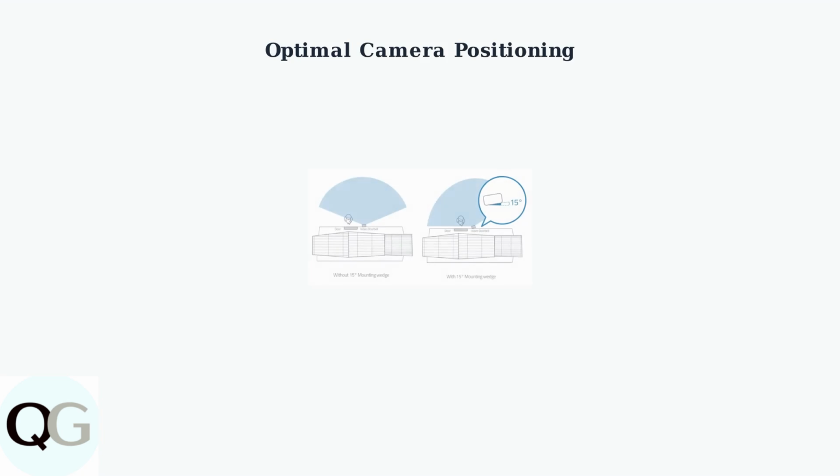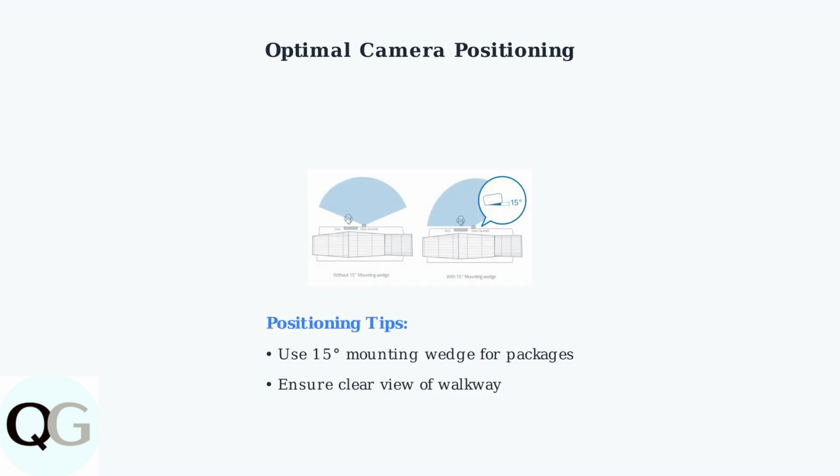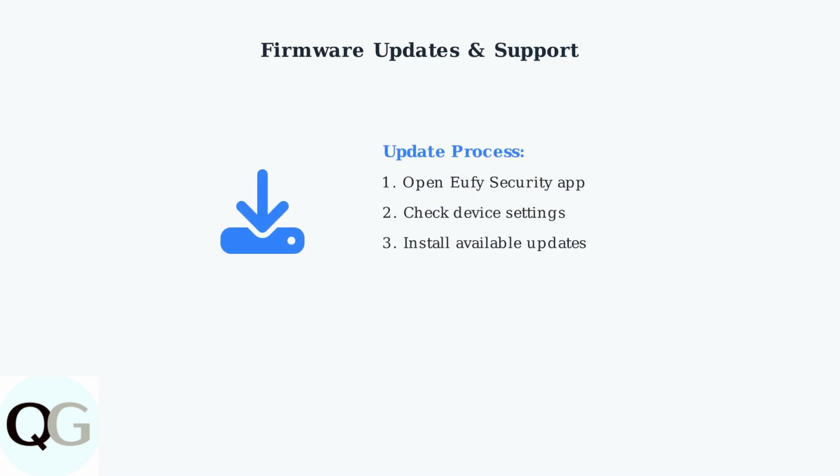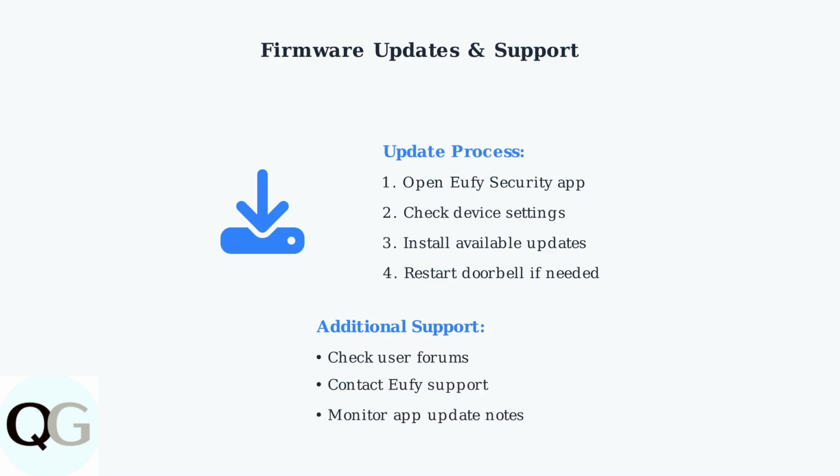Proper camera positioning is crucial for optimal coverage. Consider using mounting wedges to adjust the viewing angle, especially for package detection on the ground. If issues persist, check for firmware updates in the app. Eufy actively releases updates to fix bugs and improve performance. Monitor user forums for solutions to app update issues.